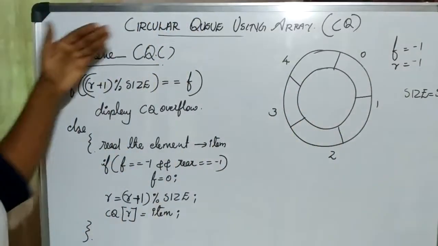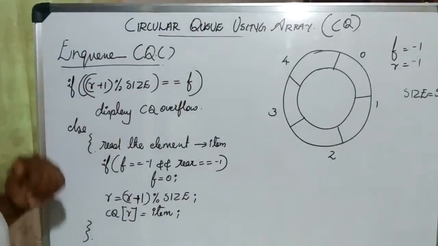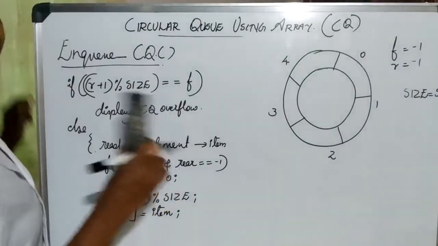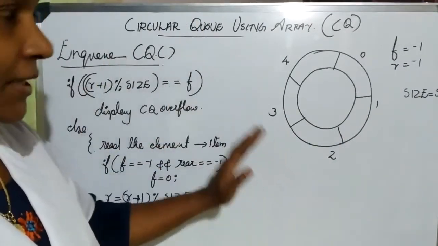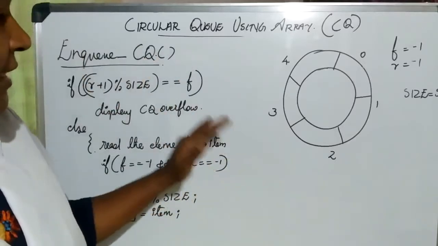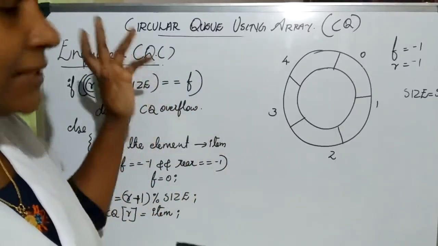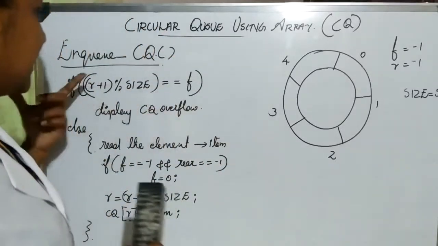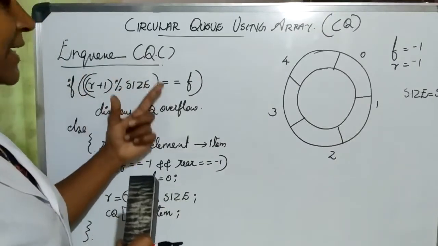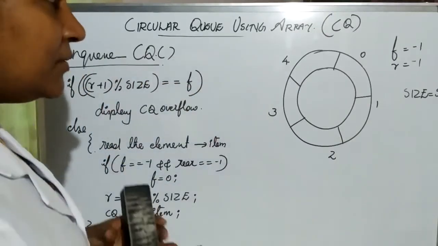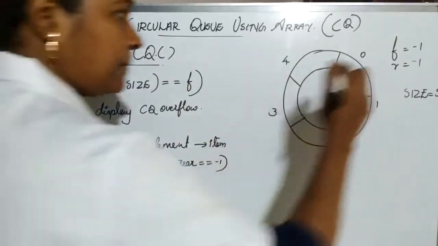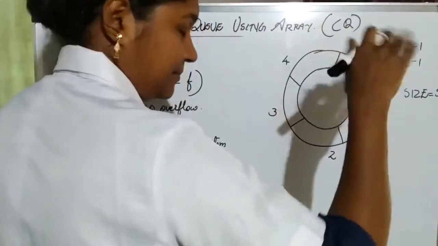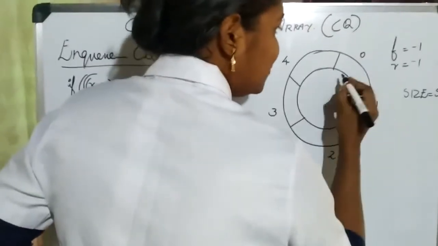Okay. So according to our equation, first we will check whether the queue is full or not. And here the equation for checking whether the queue is full or not is (rear + 1) mod size is equal to front. So for that, let's take the case of a full queue.